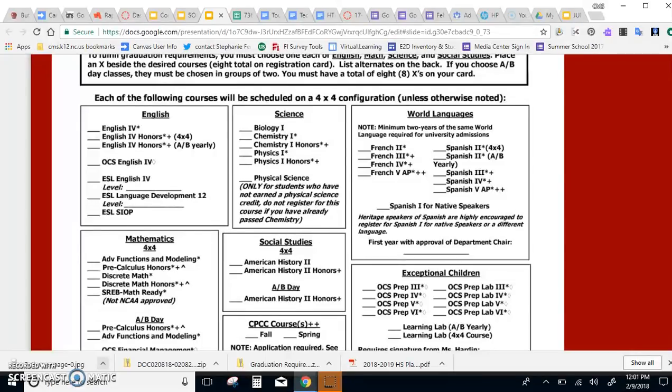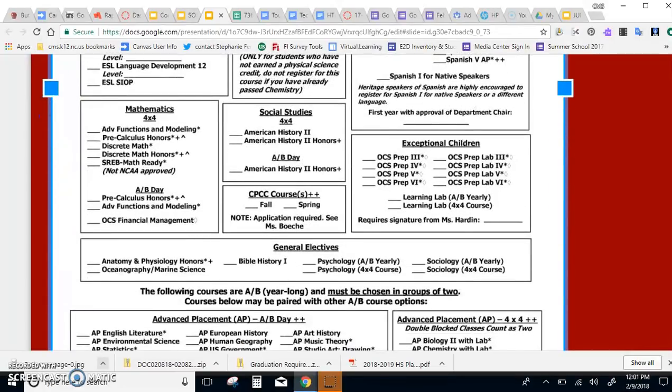Next, let's look at electives. General electives are listed in the center of your card. Notice that electives such as Sociology and Psychology are offered on both the 4x4 and A Day B Day configurations.